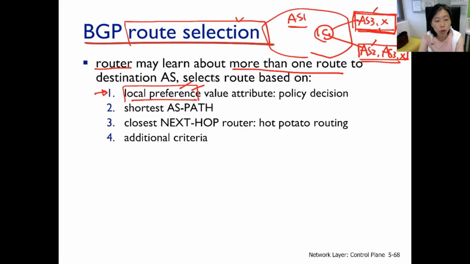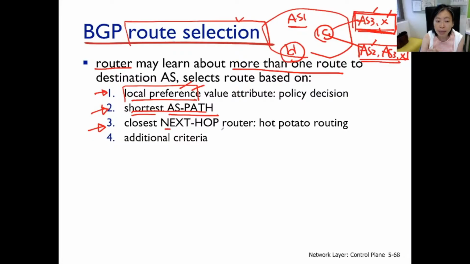Now, if there's no local preference specified, then we go to step 2. The internal router, let's say 1D here, will check which of these multiple paths to destination X gives us the shortest AS path. So in this scenario, 1D is going to pick this one. Now, if both AS paths have the same path lengths, then we go to step 3.